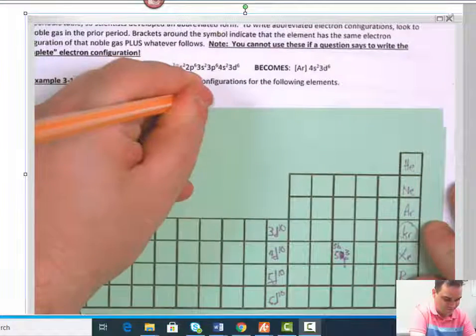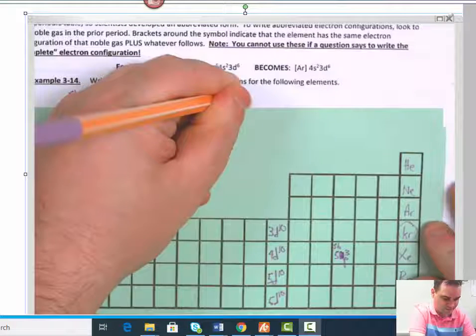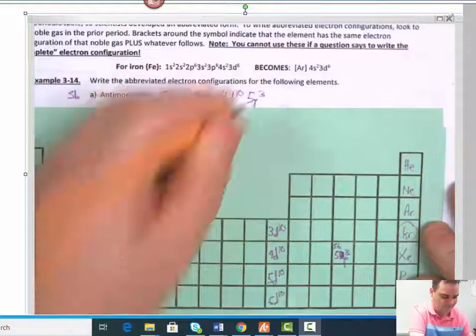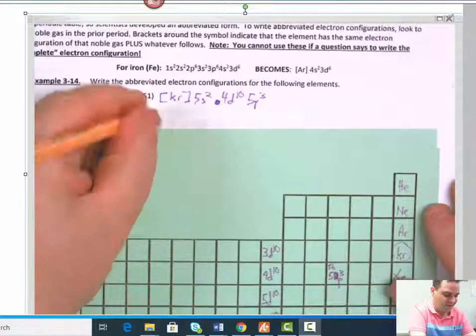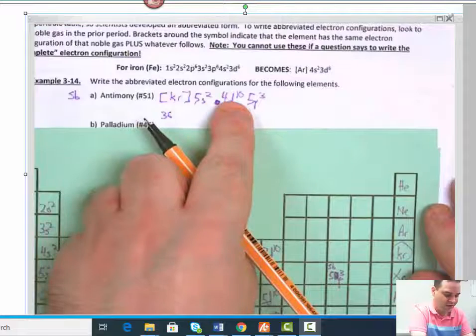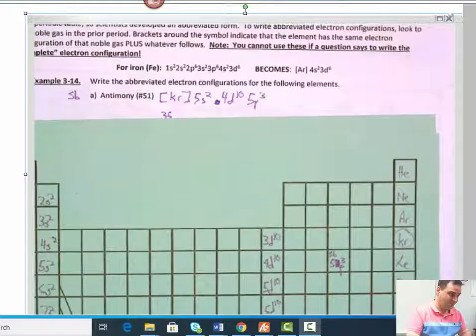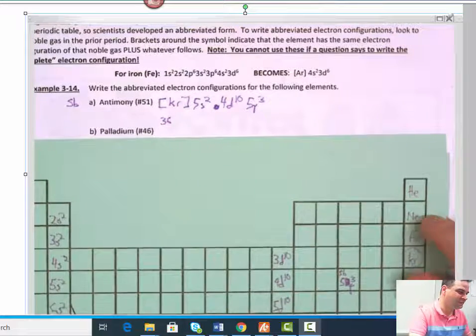5s2, 4d10, 5p3. Remember, krypton has 36 electrons. 36, 38, 48, 51. That adds up to the atomic number. That's how you do that.